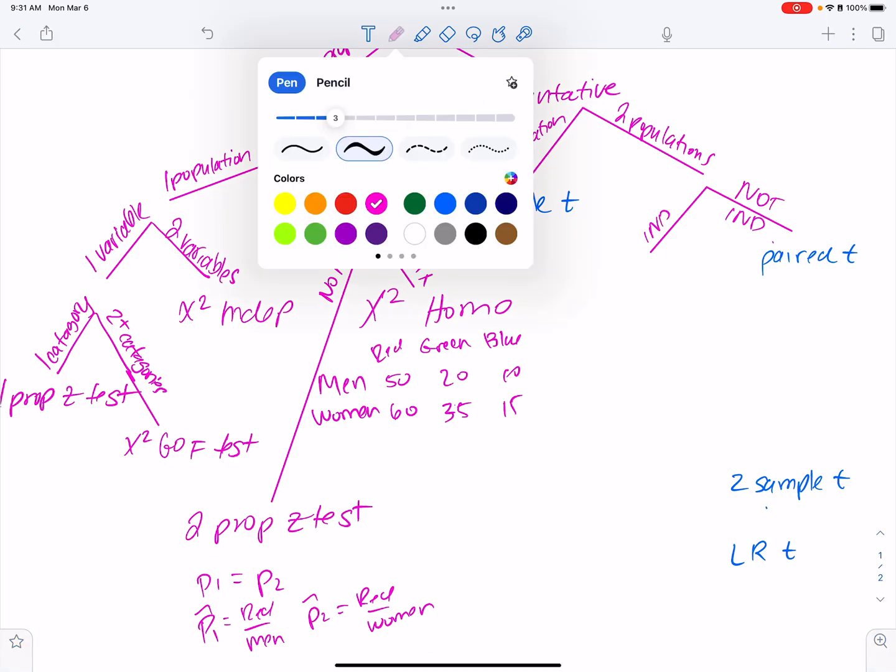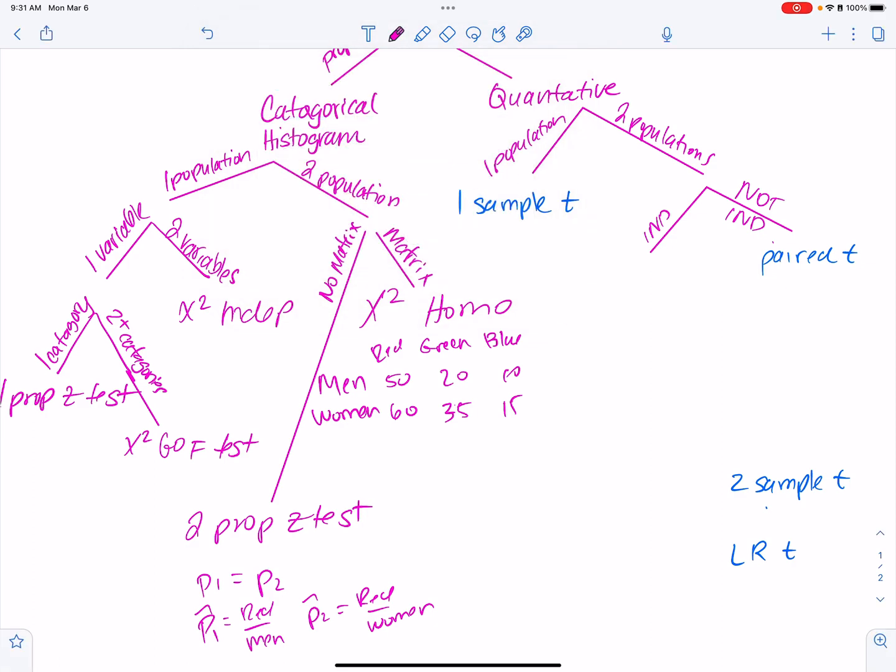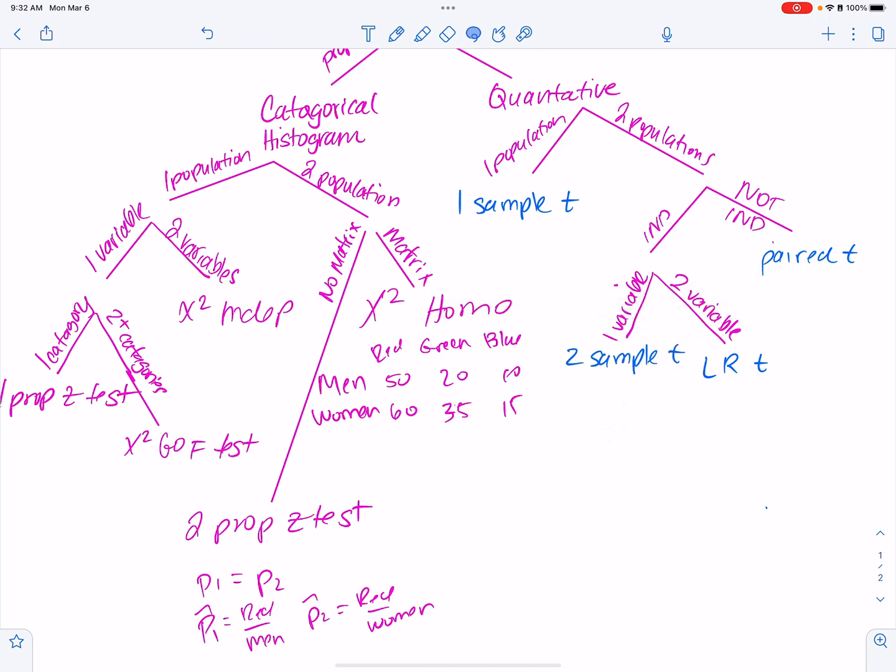So from here, we're going to have 1 variable versus 2 variables. The linear regression obviously has 2 variables because when I graph it, I get a scatter plot. And that's 2 variables. And that's the linear regression test. And that's how we tell what type of test we have.